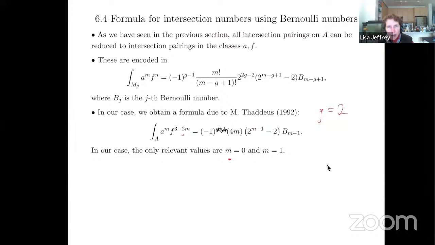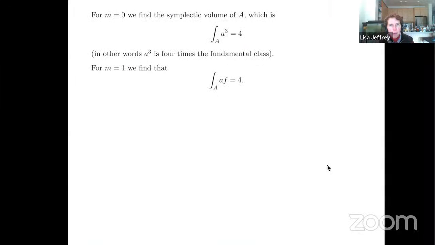So in the genus 2 case, it just becomes an expression that involves Bm minus 1. The only relevant values are m equals 0 and m equals 1. For m equals 0, we find the symplectic volume of A, which in this case is 4. For m equals 1, we find that the intersection pairing of A with F also gives you 4. In particular, it's not 0.